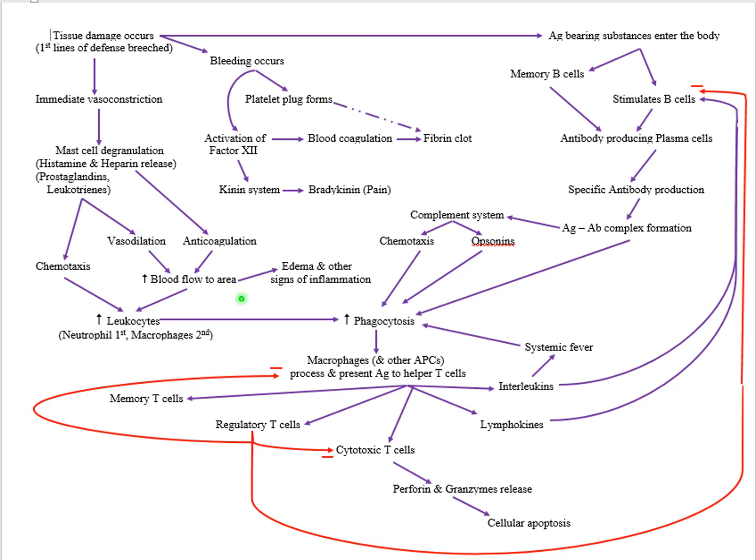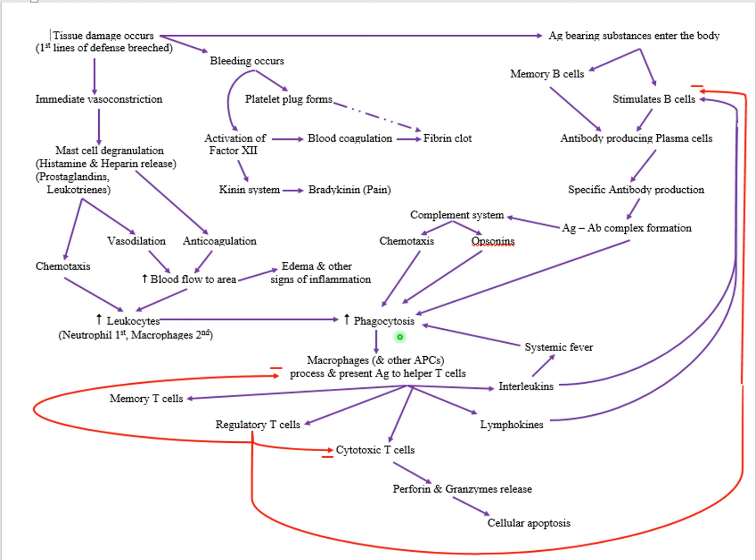That will increase blood flow to this area. We will then see edema and other signs of inflammation. Some of these are also chemotactic, and so we'll see increased leukocytes into this area of injury, with the neutrophils being primarily in the early stages, macrophages coming in for the later stages. All of this will increase phagocytosis.